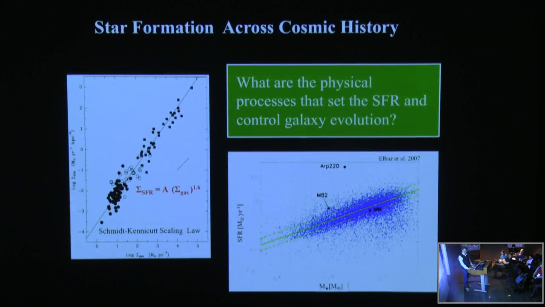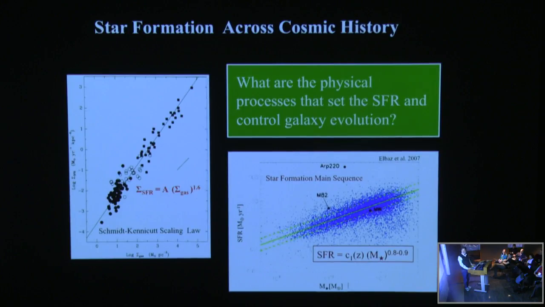And the other famous one is the star formation main sequence, where you plot the global star formation rate against the total stellar mass of a galaxy. And what you find is that the star formation rate is basically linearly proportional to the total stellar mass of a galaxy.